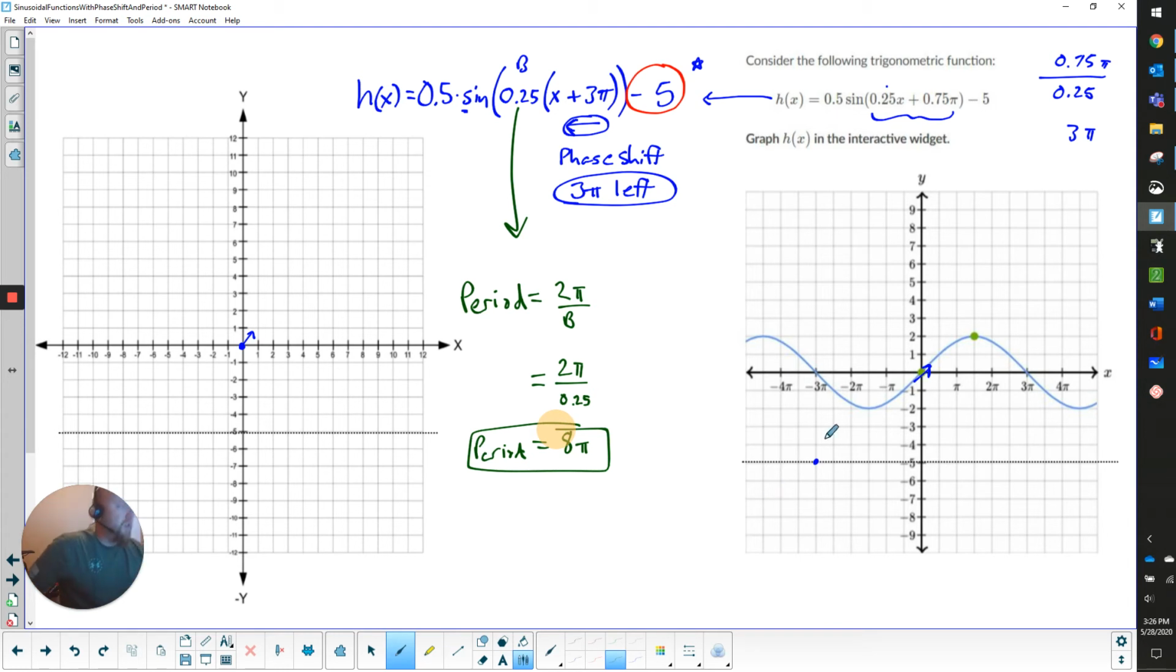So if it's going up through here, because we phase shifted that point left 3 pi, it's not going to finish for another 8 pi to get back to that same spot. So 3 pi, 2 pi, 1 pi, 0, and it needs 5 more pi. So it's not going to finish its cycle till all the way out here.